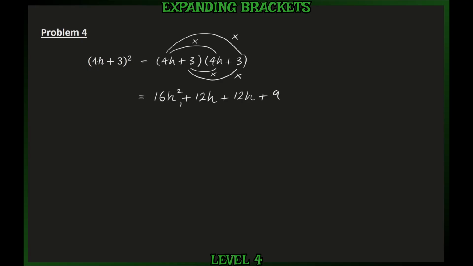We can now simplify by collecting together the like terms, which are the 12h's in the middle. And so we have 16h squared. 12h plus 12h gives us plus 24h, and we have a plus 9 on the end. So 16h squared plus 24h plus 9 is our final answer to problem 4.